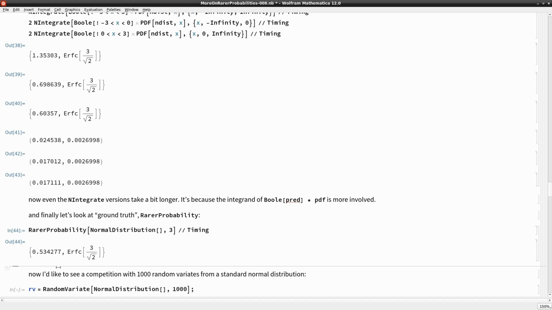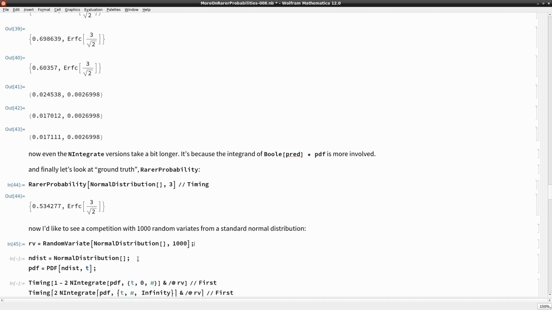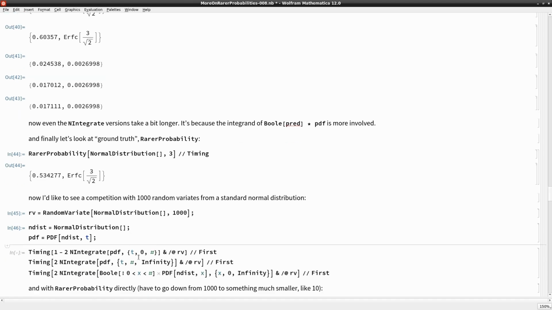Okay, so to get deeper into those timing results, I'd now like to see a competition with 1,000 random variates from a standard normal distribution. So let's create them. We can use the function RandomVariate for that. We need to give it the distribution and then the number of samples that we want. We store it in RV, and now let's do a timing result.